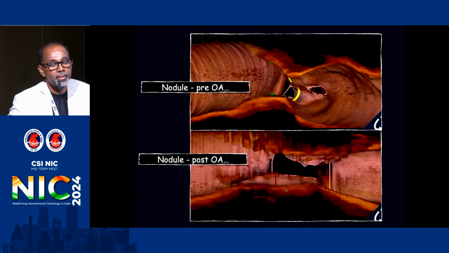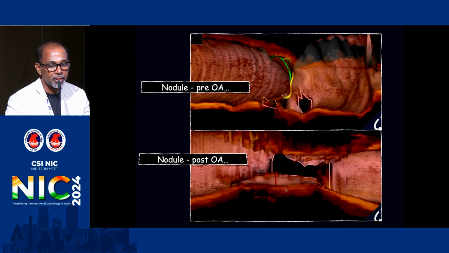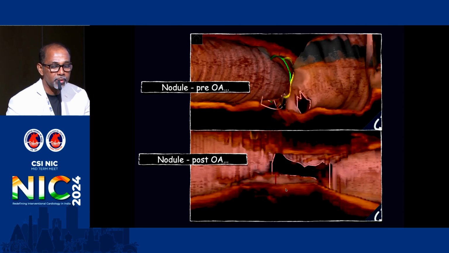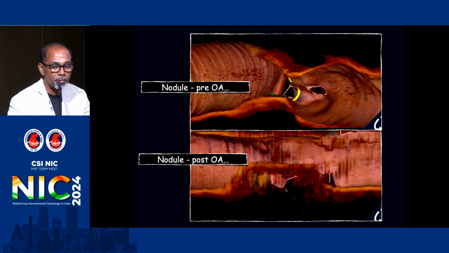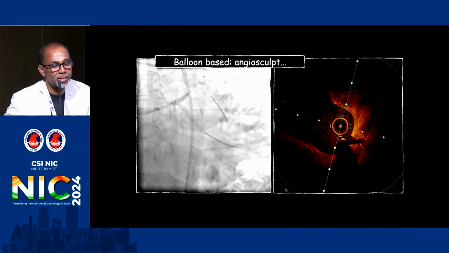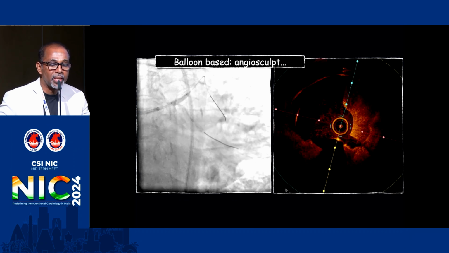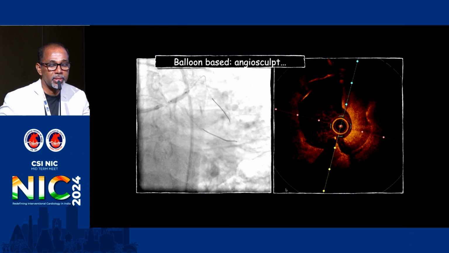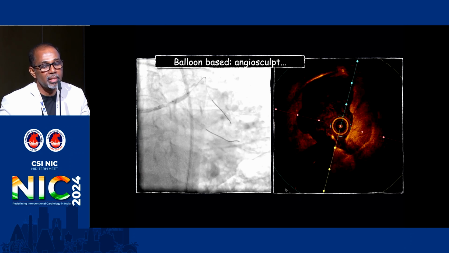Now that was again the 3D bifurcation. You could see that the first image shows you that prior to orbital atherectomy, this was a nodule-like structure. Now if you concentrate on the second image, you can see that the nodule has been significantly shaved off with orbital atherectomy. And then we went ahead with a balloon-based strategy, that was an AngioSculpt. Following that, you could see again in the OCT that there is a significant amount of crack at the 5 o'clock position. Basically, this was the area where we had a significant volume reduction with the orbital atherectomy.